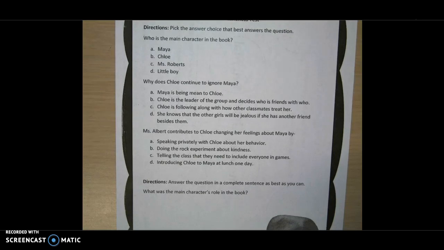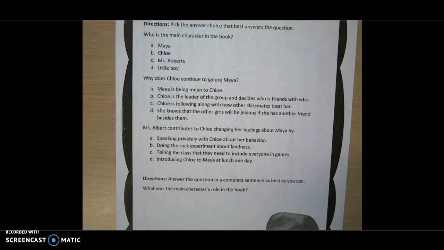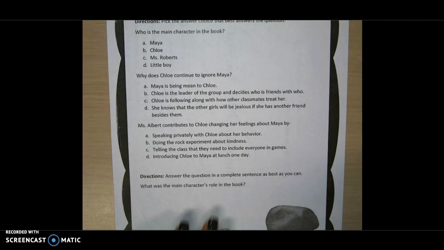Directions. Answer the question in a complete sentence as best as you can. What was the main character's role in the book? Please turn to the back.